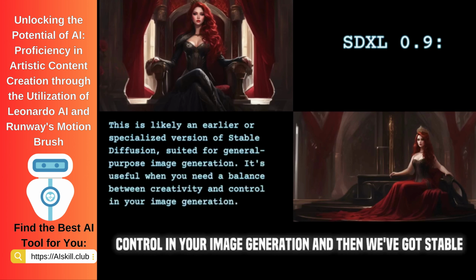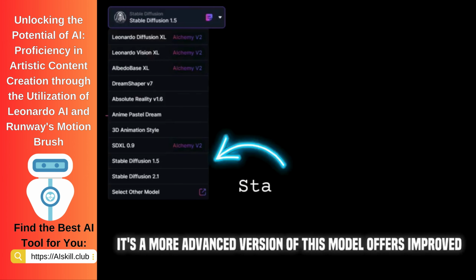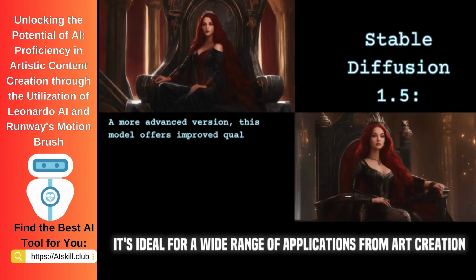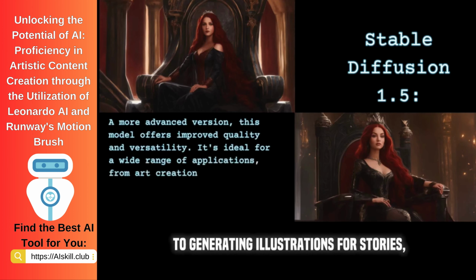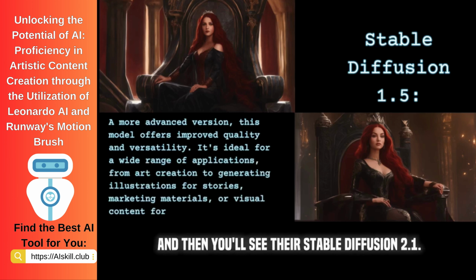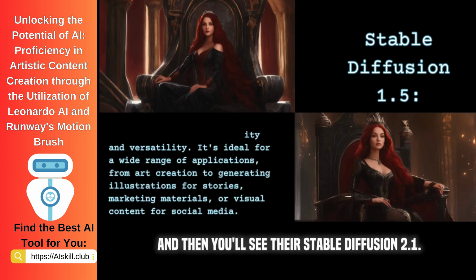And then we've got Stable Diffusion 1.5. It's a more advanced version of this model, offers improved quality and versatility. It's ideal for a wide range of applications, from art creation to generating illustrations for stories, marketing materials, or visual content for social media. And then you'll see there's Stable Diffusion 2.1.